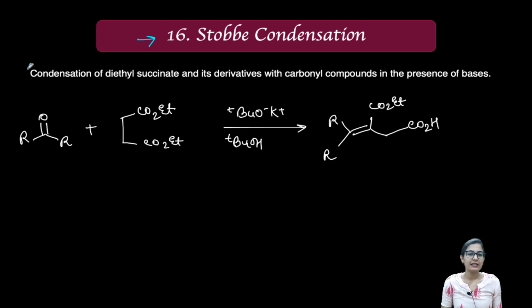So yes, let's quickly begin with the Stokes condensation. It's a very simple reaction, guys: the condensation of diethyl succinate and its derivatives with carbonyl compounds in the presence of bases. First of all, we have to notice that here we don't have a simple ester or a simple ketone, we are having diethyl succinate, isn't it? Yes, and its derivatives.